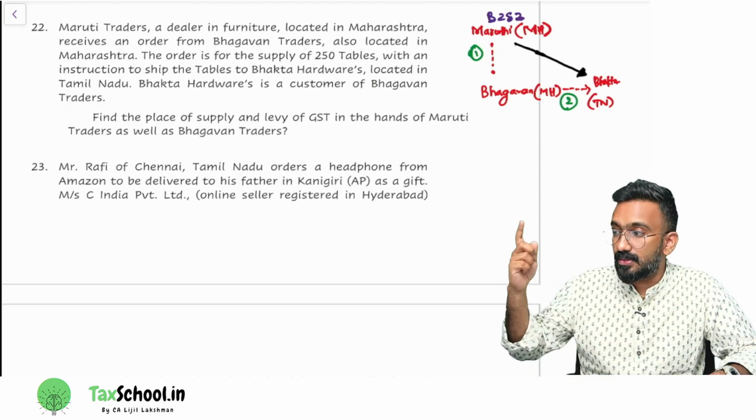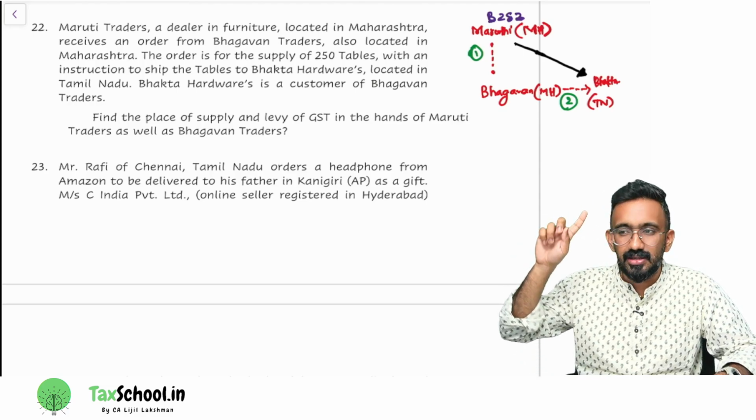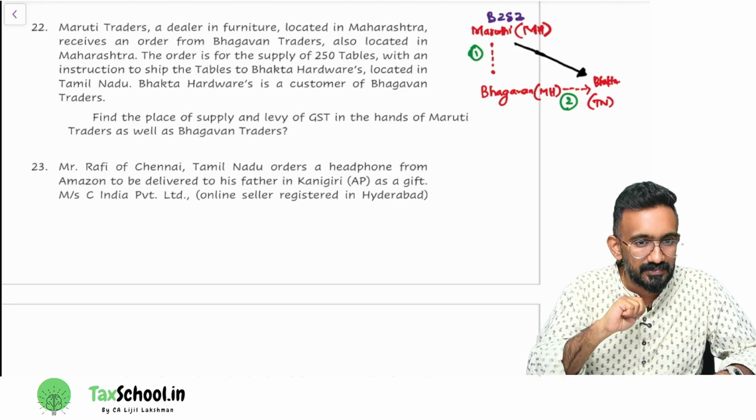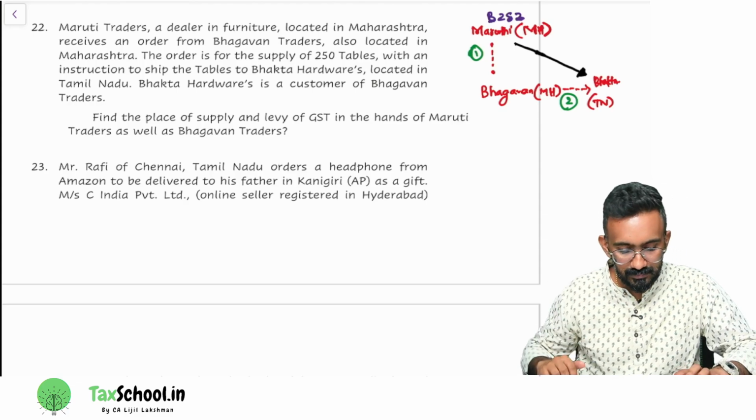So whenever you get this question, the first mistake that you make is thinking that it is only one supply. There are two supplies here. Are you guys understanding this? Is it clear? Okay. That is one type of question.